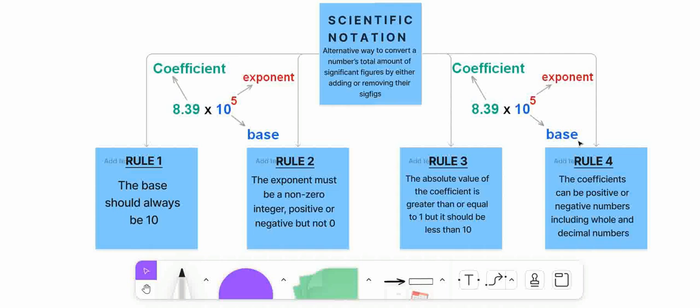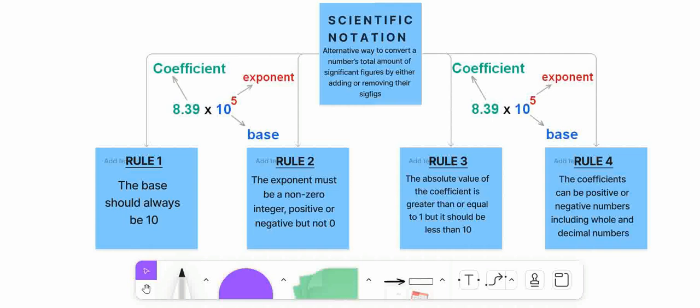Lastly, onto our fourth rule. The coefficients can be positive or negative numbers, including whole and decimal numbers. So we know that 8.39 is a decimal number since the decimal is in the middle of the number and not behind it, making it not a whole number like 10 or 5. So that's still okay though, since we know from rule 4 that the coefficient can be decimal, or it can be a whole number, so it could also be 8, or it could be negative 8, since negative numbers are also fine.